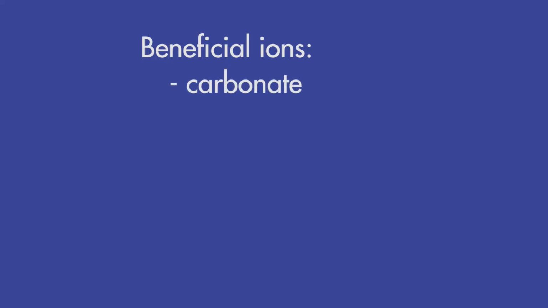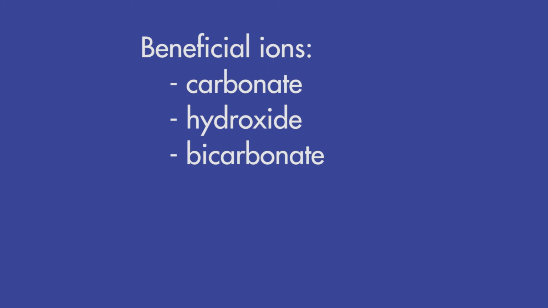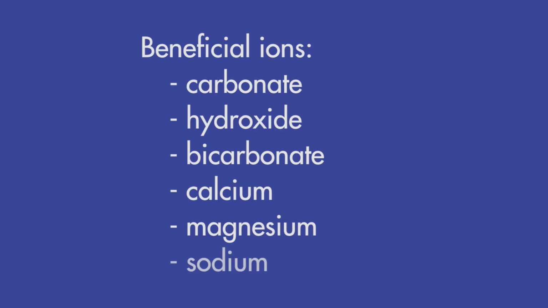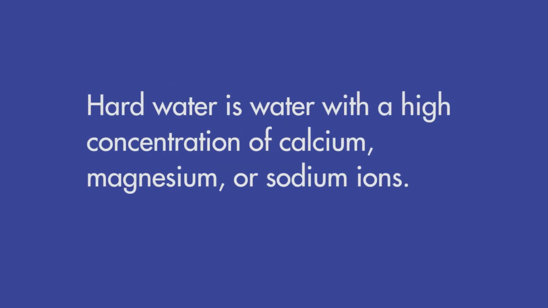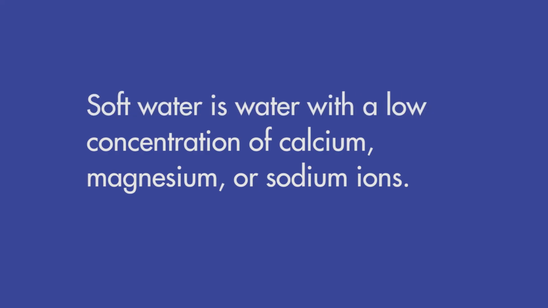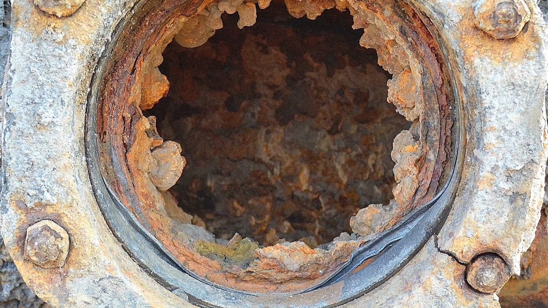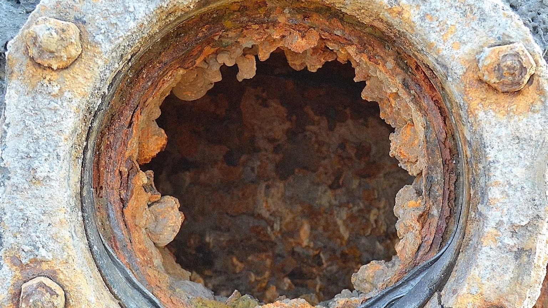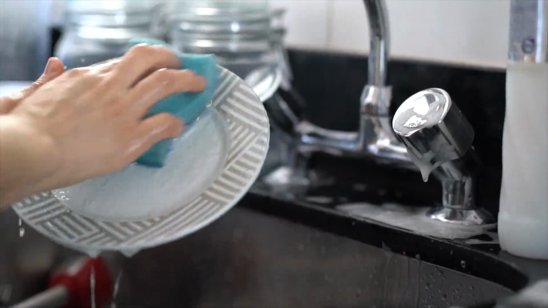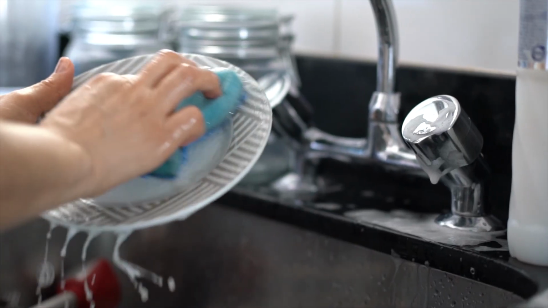Earlier we said that carbonate, hydroxide, and bicarbonate ions are beneficial. Other minerals that form beneficial ions are calcium, magnesium, and sodium. However, these ions can be harmful if there are too many of them in the water. Water with a high concentration of calcium, magnesium, or sodium ions is called hard water. Water with a low concentration of calcium, magnesium, or sodium ions is called soft water. Hard water can damage plumbing because it leaves mineral deposits inside pipes. Hard water also makes it more difficult to get dishes and clothes clean.